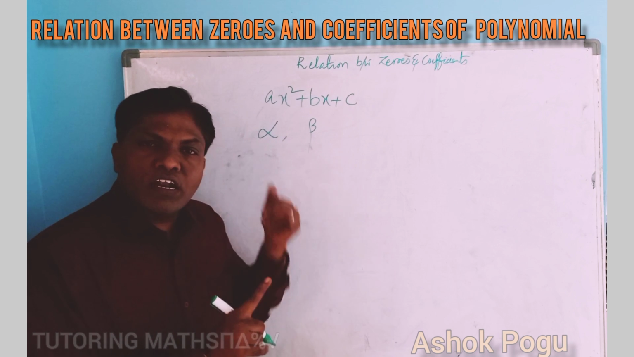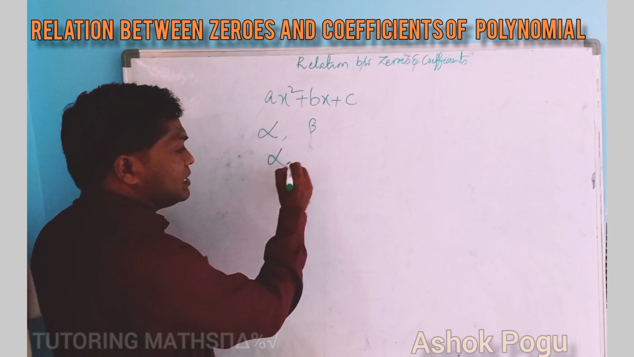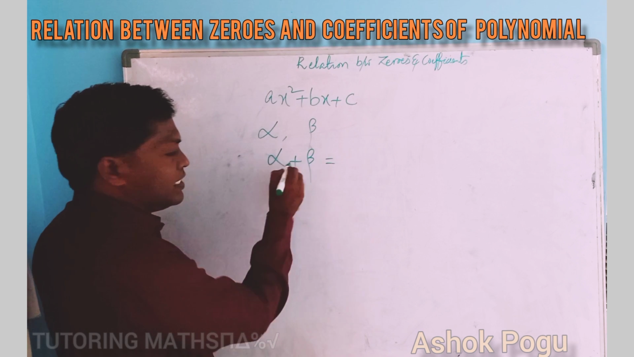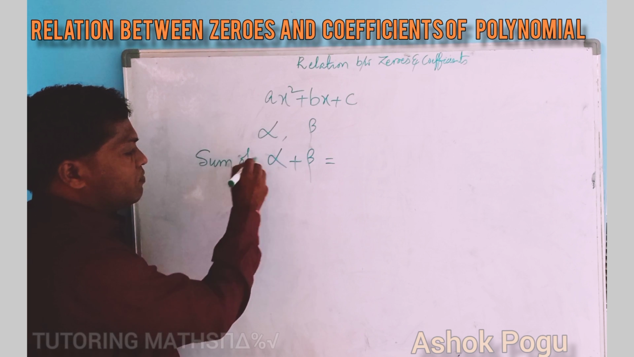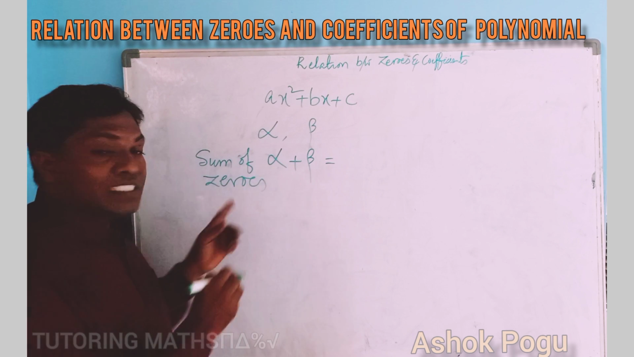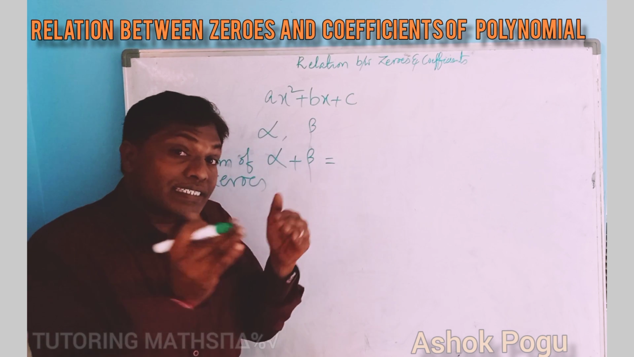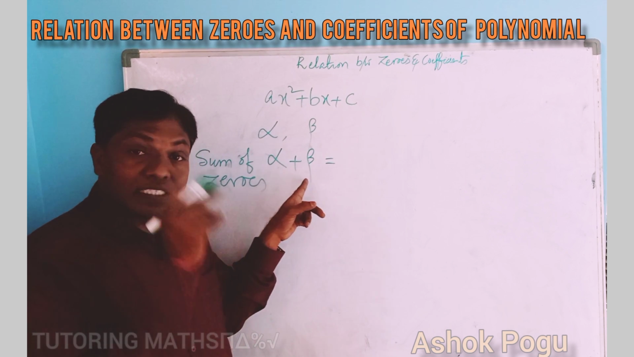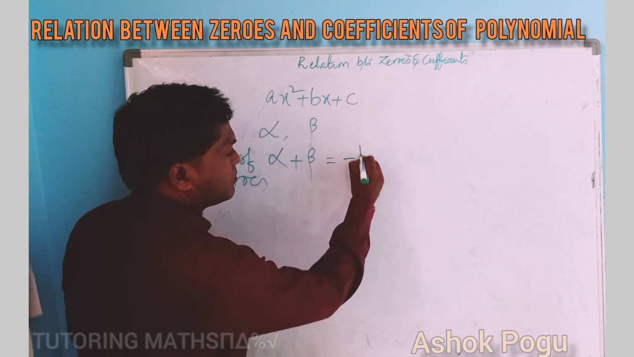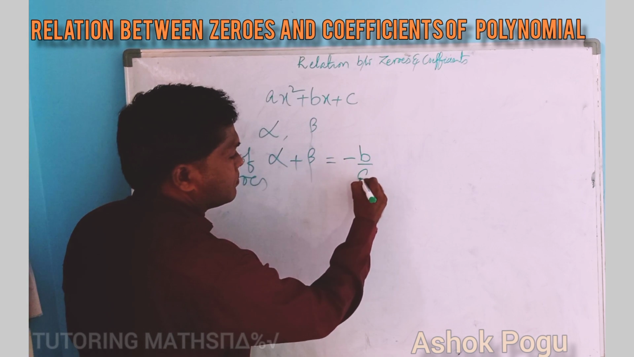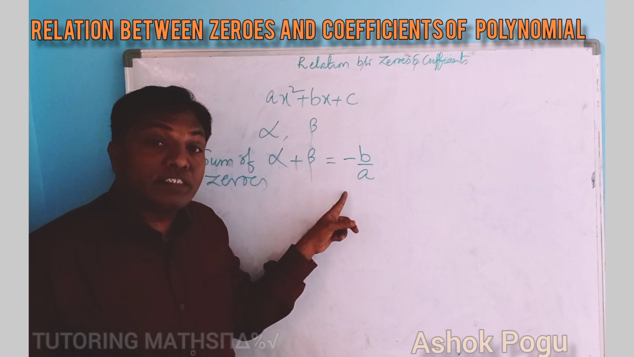If the two zeros are alpha and beta, there is a formula for the sum of the zeros, that is alpha plus beta. What is the sum of zeros? There are two zeros, alpha and beta, and their sum is alpha plus beta. The formula is alpha plus beta is equal to minus b by a.